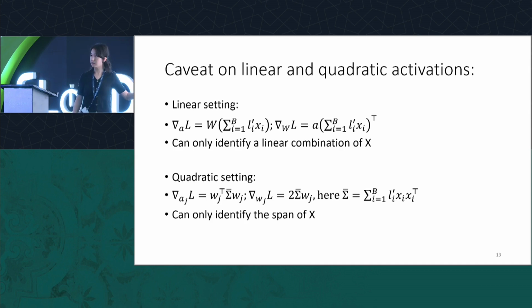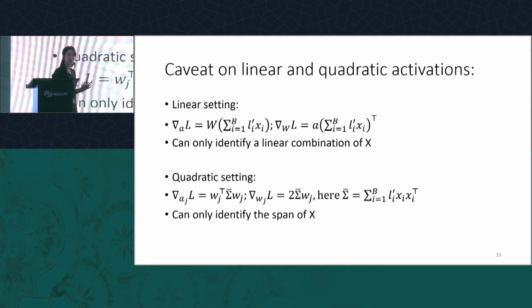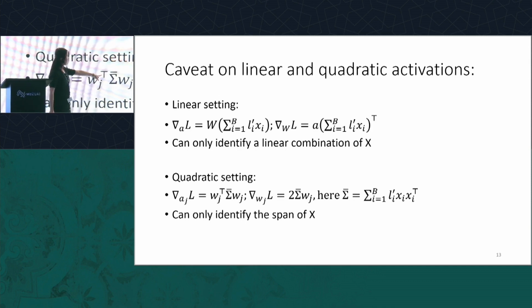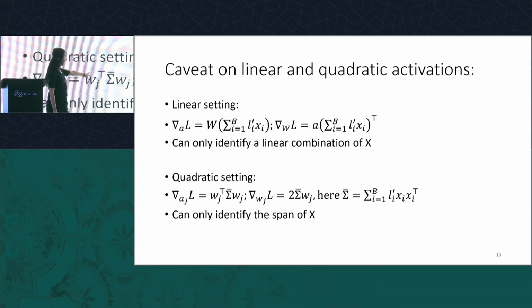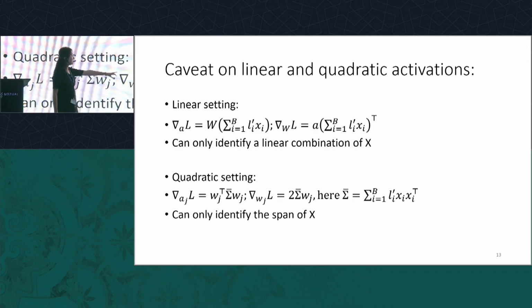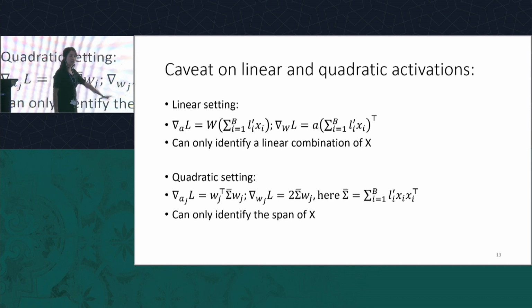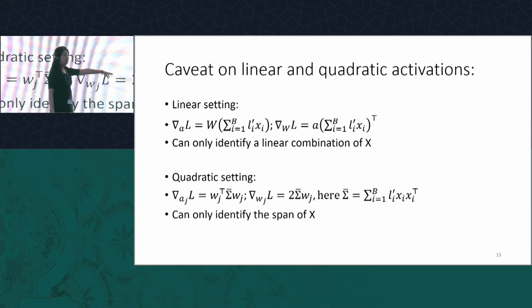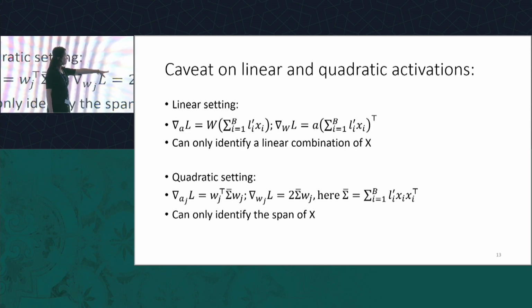Well, for the quadratic setting, it is a little bit better, but we can still not learn the training samples. So the gradient with respect to A looks like this, Wj transpose sigma Wj. Sigma is a kind of second moment of the data, which is the quadratic form of L prime, where L is the loss, so the derivative of the individual loss times xi transpose.